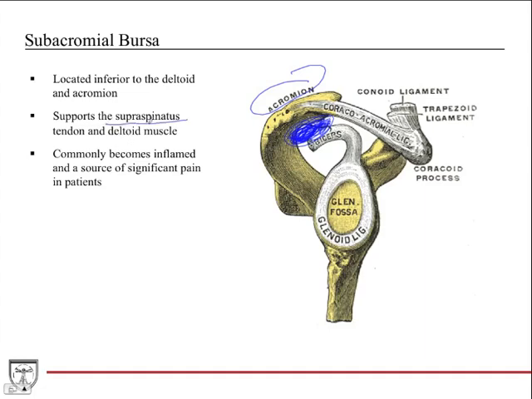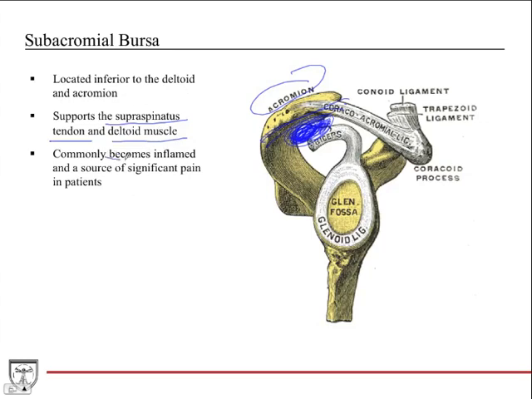It supports the supraspinatus tendon, which is a rotator cuff muscle, so that the tendon is coming like this over the superior aspect of the bursa and the deltoid muscle. And so what it's doing here, like other bursa, is helping reduce friction and wear and tear on this tendon and on this muscle to help prevent injury.